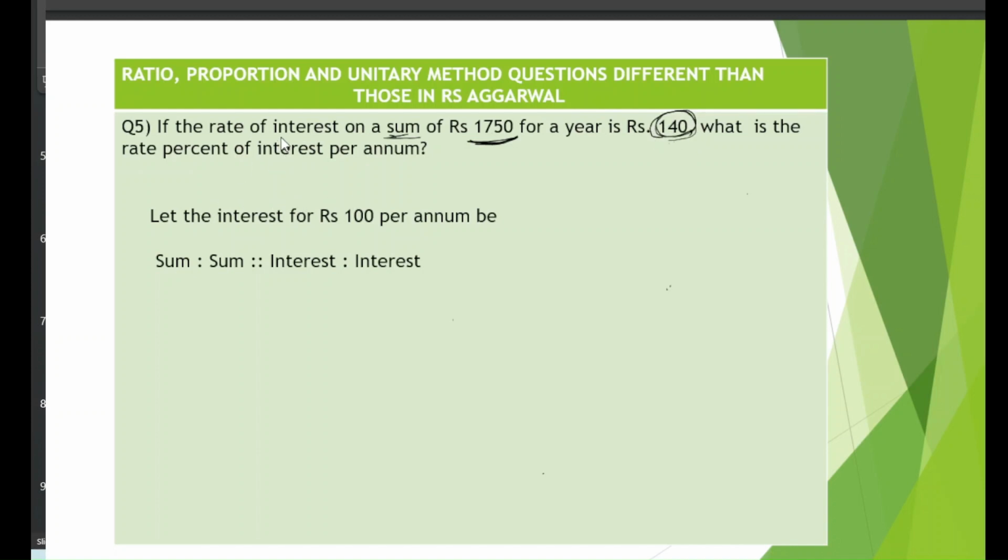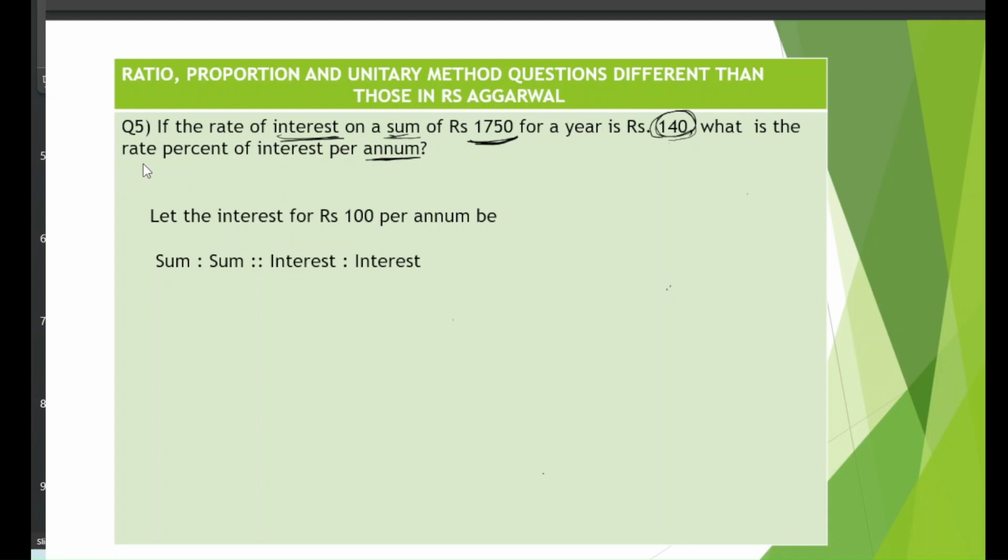That is actually also called interest. This is a reward the bank is paying me every year. Every year is called annually also. So the bank is paying 140 to me for saving rupees 1750 in my account. The question is asking what is the rate percent of interest per annum. What does the word annum mean? Annum means annually or yearly, meaning every 12 months.